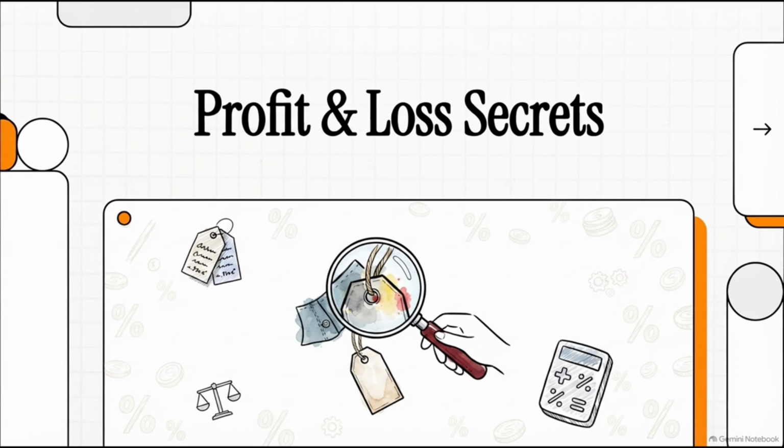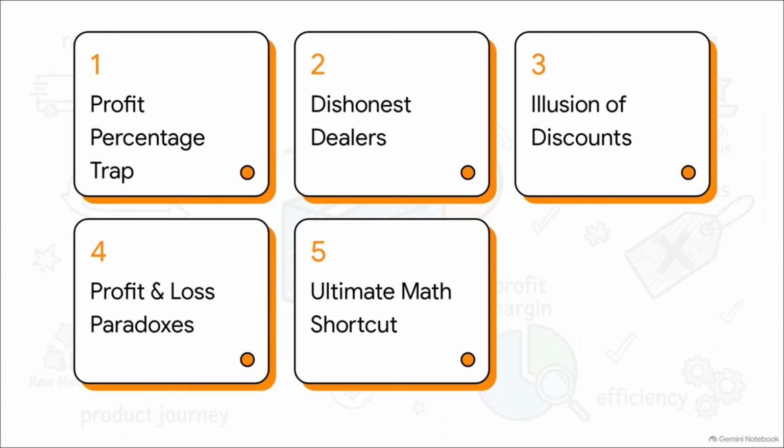So let's just dive right in. Here's a quick look at our agenda for this explainer. First up, we're going to uncover something called the profit percentage trap. After that, we'll expose the secrets of dishonest dealers. In part 3, we're going to completely shatter that illusion of storefront discounts we just talked about. Then, we'll explore some seriously mind-bending profit and loss paradoxes. And finally, we will wrap the whole thing up with the ultimate math shortcut. Honestly, it's a literal cheat code for exams and for real life.